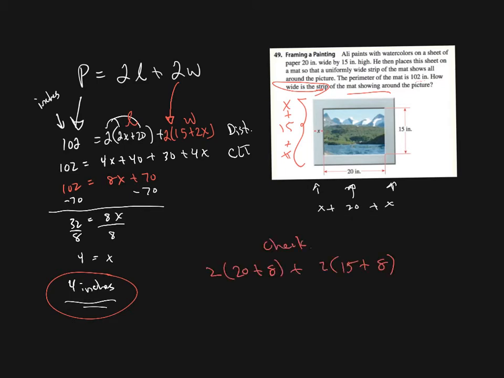Now for my check is, again, twice the length plus twice the width should give me my perimeter, and I should get 102. So I have 20 plus 8 is 28, and 2 28s is 56, and then 15 plus 8 is 23, and 2 23s is 46, and 56 and 46 is indeed 102, and 102 equals 102, so check. So I feel pretty good about our final answer over here.